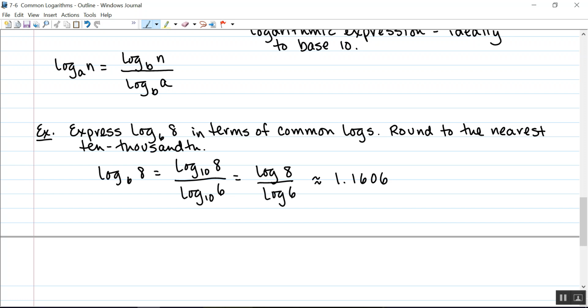So in this section we took a look at common logs, which are just base 10 logs, and how we can use those to solve equations and inequalities, and how a base 10 log can be very useful in changing the base of another type of logarithm.